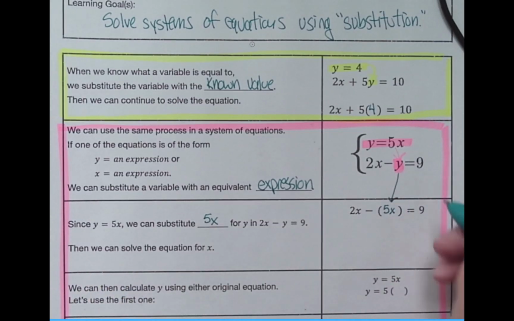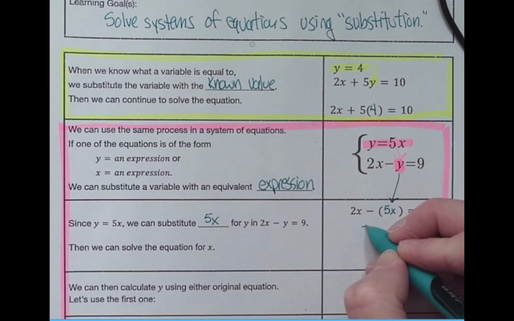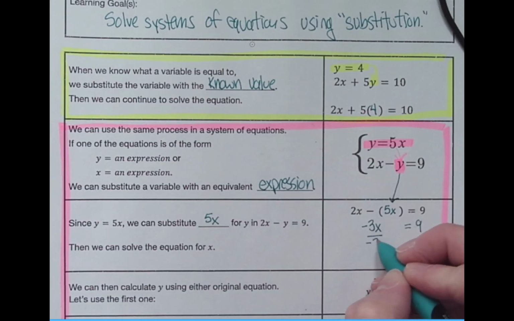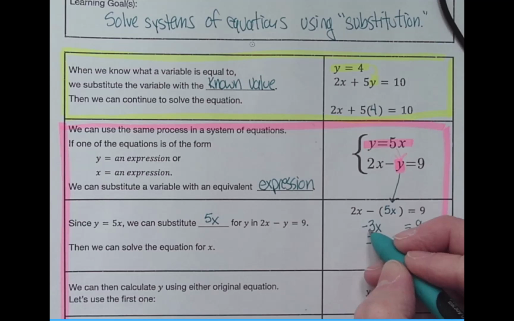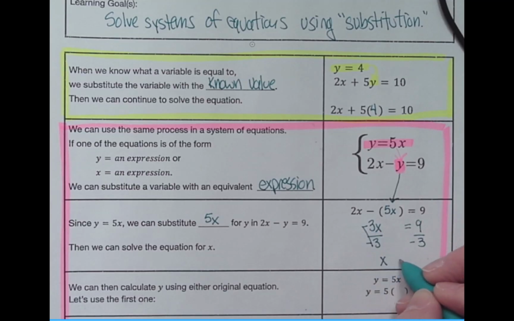Then we can solve for x. Let's combine these like terms. 2x minus 5x is negative 3x. I can divide by negative 3 on both sides. Negative 3 divided by negative 3 cancels to 1. I'm left with 1x equals negative 3.